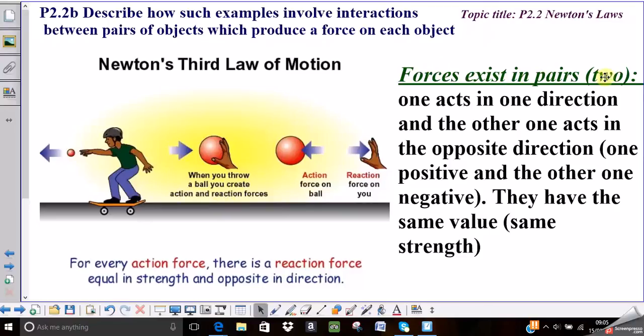Forces exist in pairs. That means they exist as two. One acts in one direction and the other one acts in the opposite direction. One is positive and the other one is negative. Now in this situation, let's say the one that's moving to the left is negative, so the action, the force on the ball, is negative. The force to the right, the reaction, the force on you, is positive. They will have the same value, that means they will have the same strength, but they have opposite directions, that means they have opposite signs. One has a negative sign, one has a positive sign.